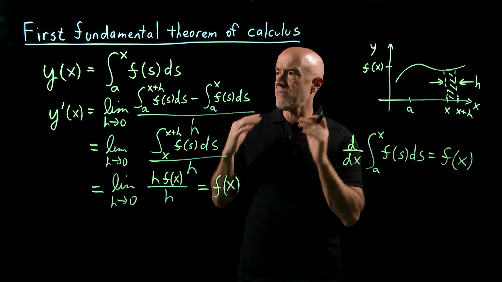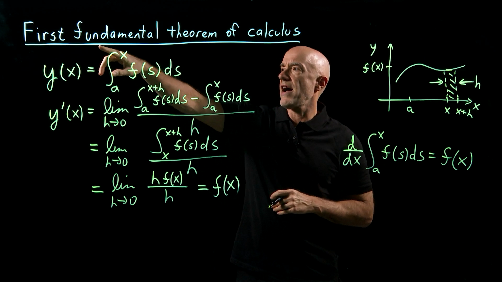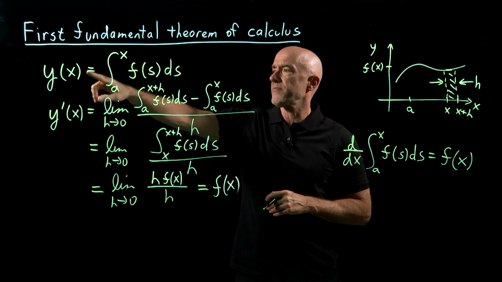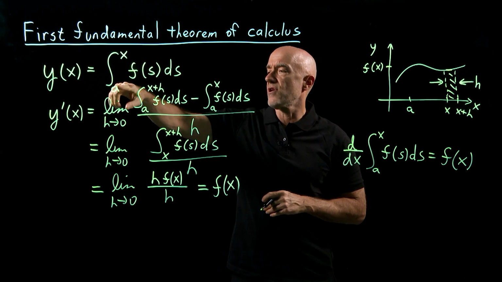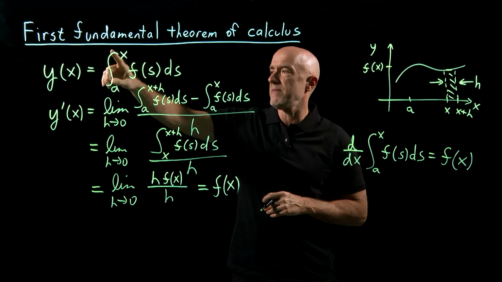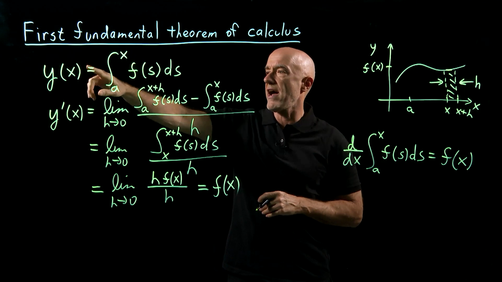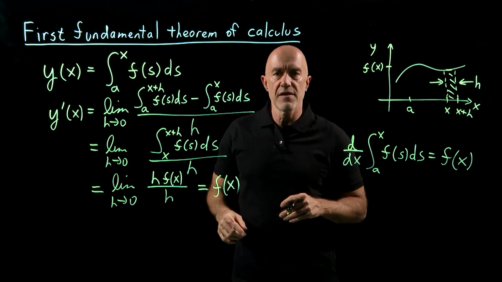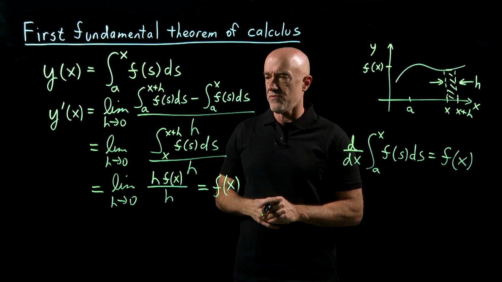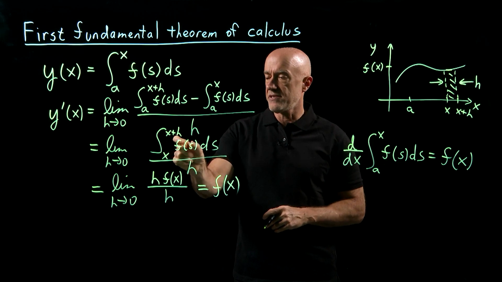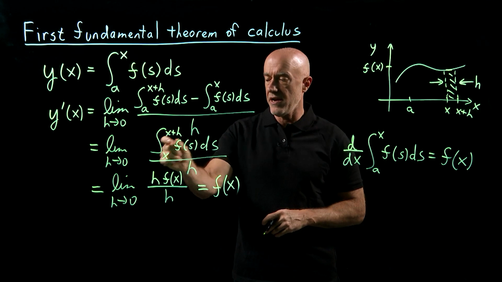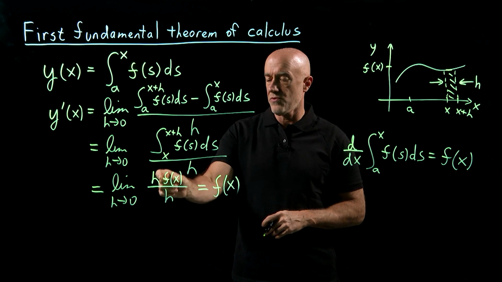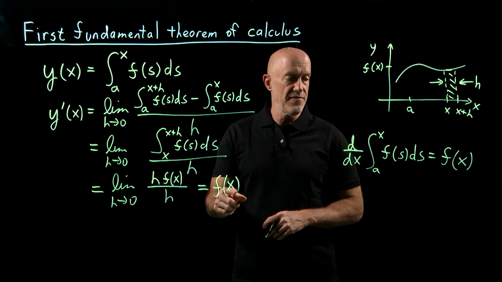So let me summarize this. To derive the first fundamental theorem, we look at an integral which has a variable upper limit. So we define a function y of x, which is the integral from a to x of f of s ds. We take the derivative using the definition of the derivative. That gives us this small area here, which reduces to a single rectangle, and we get f of x.